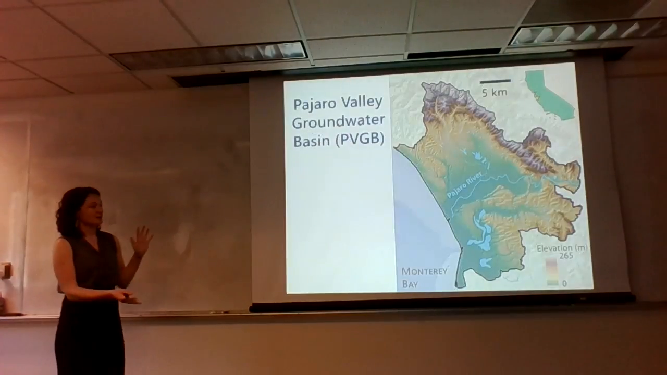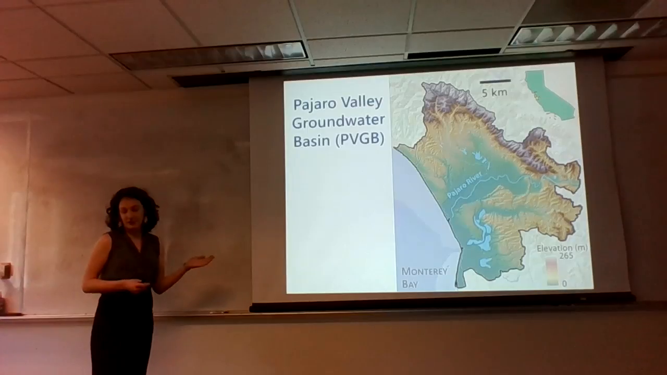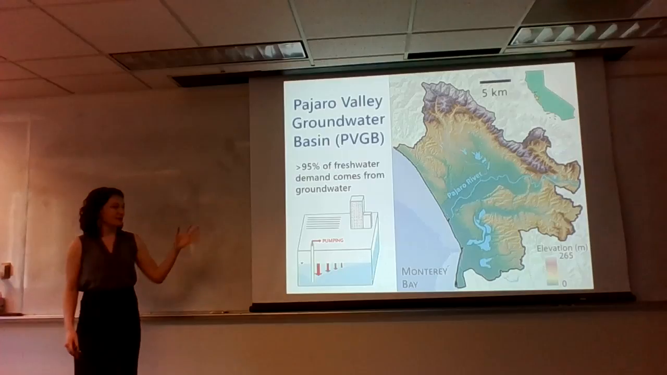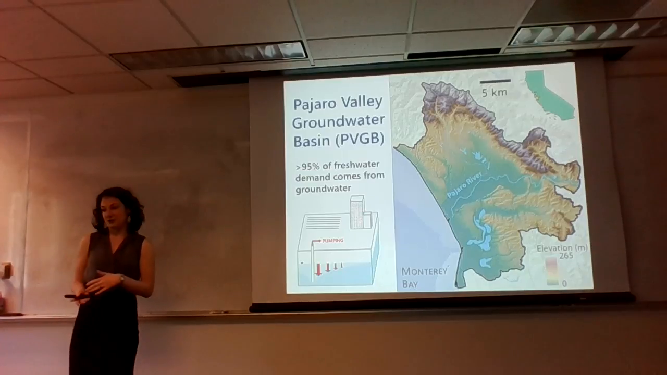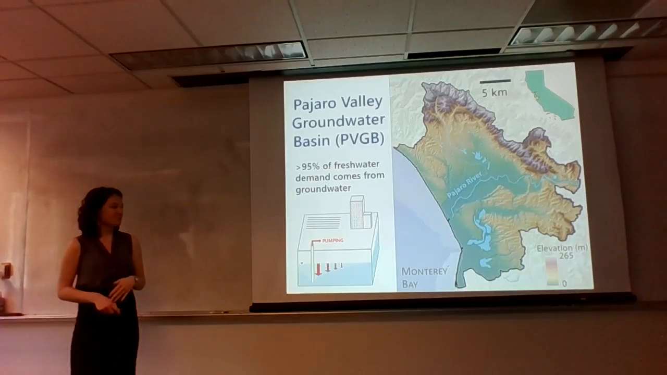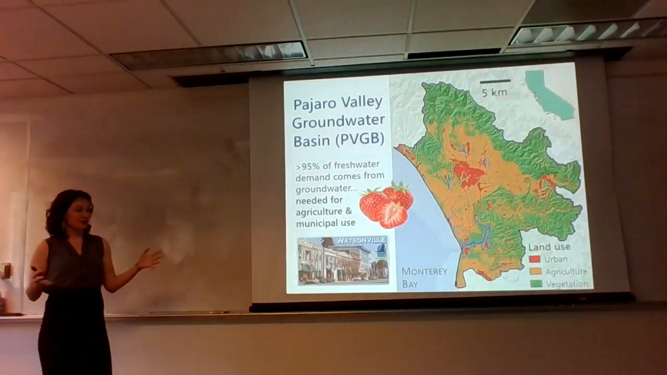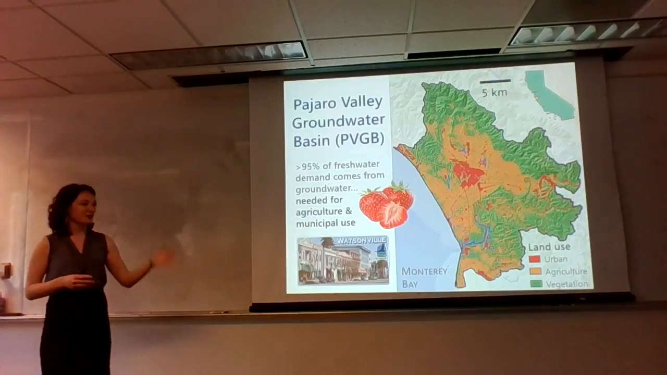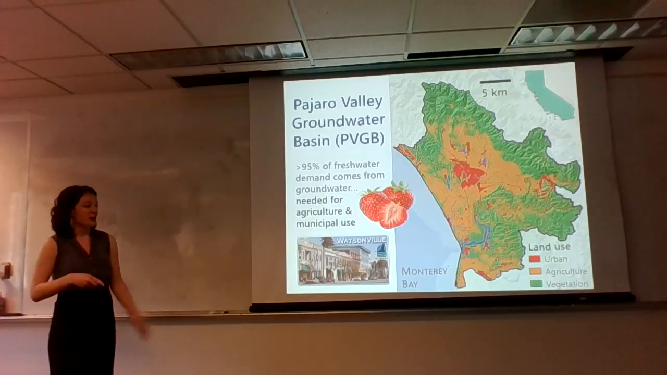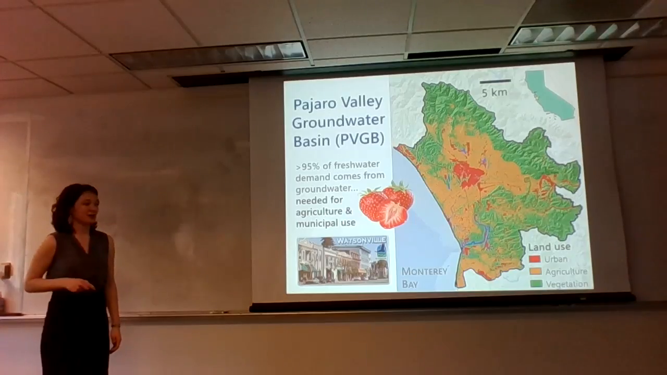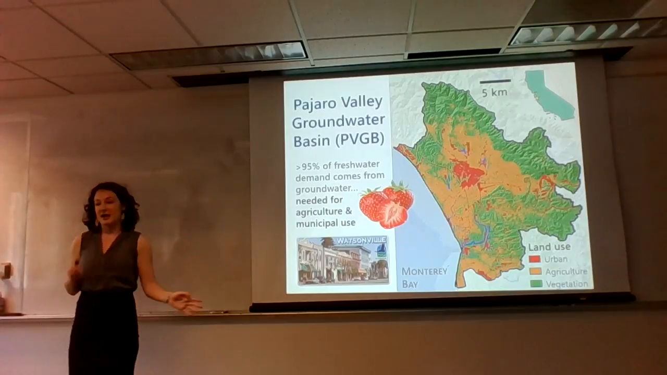The basin in question is the Pajaro Valley Groundwater Basin, located about 30 minutes south of here, right along Monterey Bay. And in this region, about 95% of freshwater demand is met with groundwater, so it's a really crucial resource. And that's resulted in excessive groundwater pumping and declining water supplies. Having groundwater in this basin, though, is really important to support both the population of people who live there and a large agriculture industry. On this simplified land use map of the basin, the red areas indicate urban development, including the city of Watsonville, and the orange indicates agricultural development.